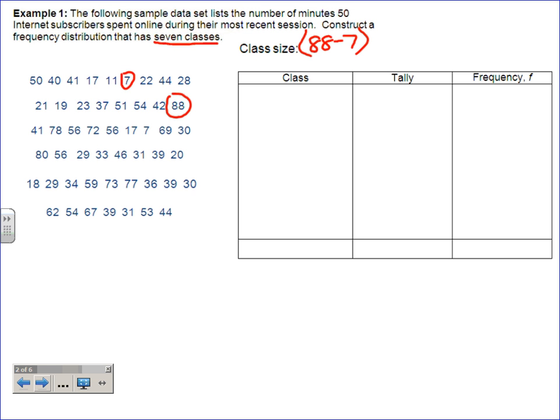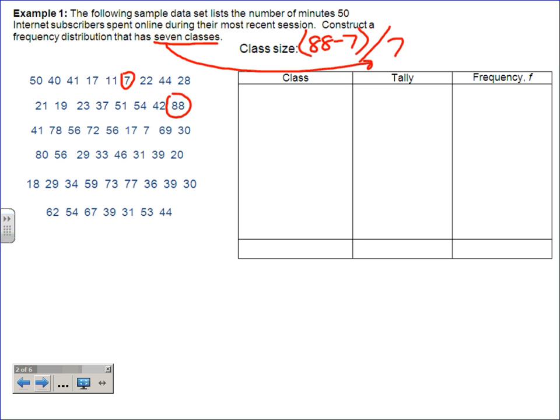I'm not going to make each class 81 units long, because then we could just go from 7 to 88 and they'd all fit in there. What you're going to do then is take that number and divide by however many classes you've been told to get. And according to this one, I'm supposed to get 7 of them.